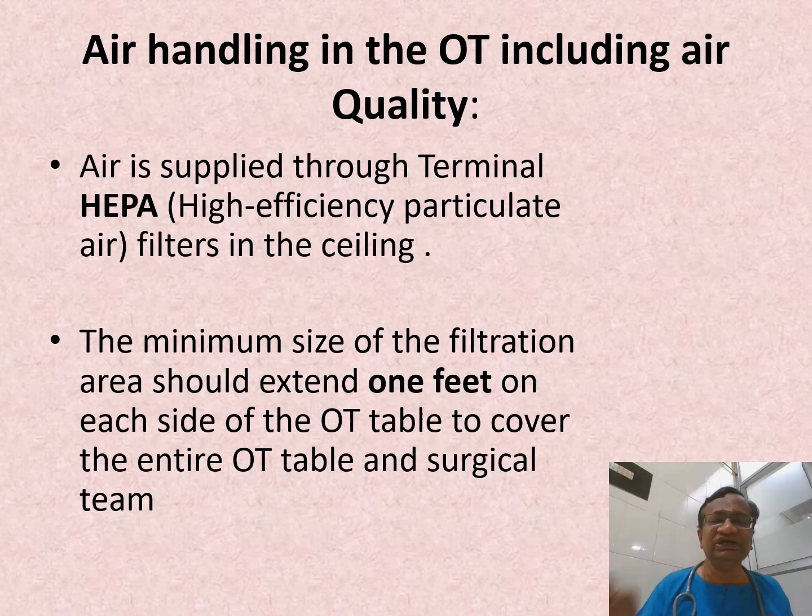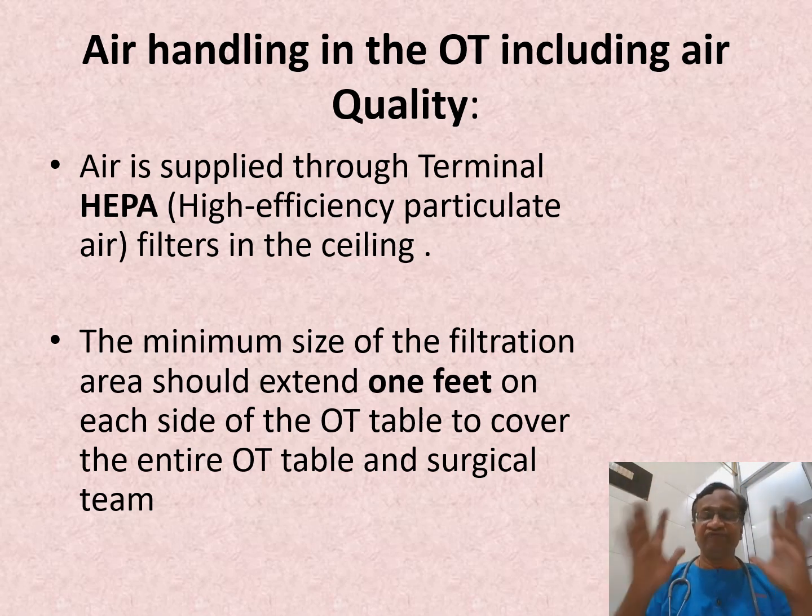Now, the air handling unit in the OT, including air quality. Air is supplied by the terminal filters in the ceiling, or sometimes on the side. The minimum size of the filtration area should extend 1 foot on each side of the operation table to cover the entire OT table. Now your OT table is like this. Ceiling, 1 foot here, 1 foot here, 1 foot here, and 1 foot here. This big area should be the HEPA filter above the ceiling, which forces air from here and down. This is how we should construct the HEPA filter just above the ceiling.